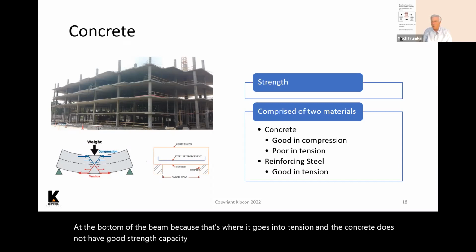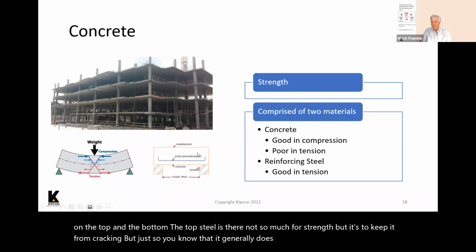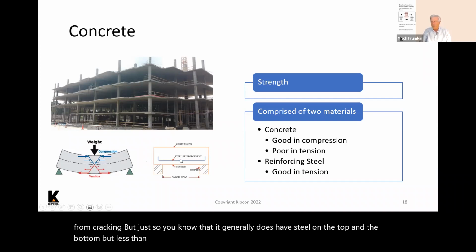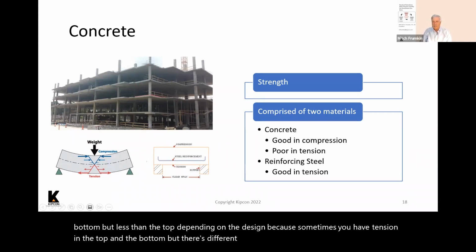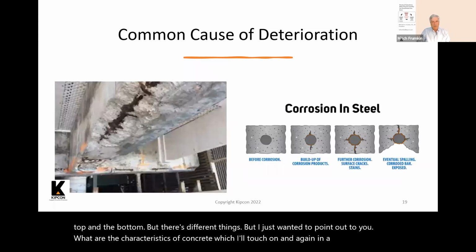I will also say that beams generally have steel on the top and the bottom. The top steel is there not so much for strength, but to keep it from cracking. Just so you know, it generally does have steel on the top and the bottom, but less in the top. Depending on the design, sometimes you have tension in the top and the bottom. But I just wanted to point out to you the characteristics of concrete, which I'll touch on again in a few minutes to show you why it's important.